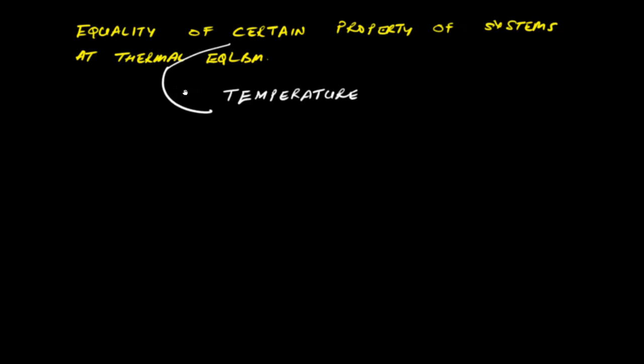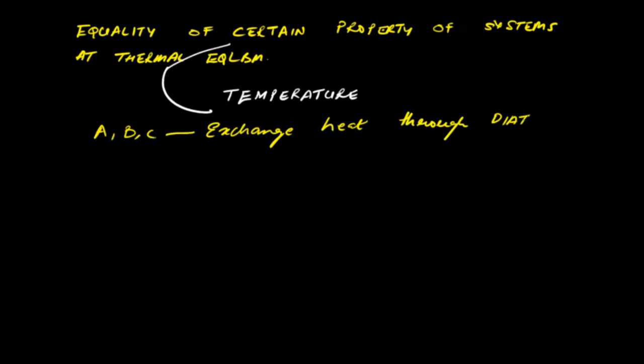So let's look at how we can use that statement to show the existence of temperature as the state property. To this end, let's consider three systems. Again, let's say we have systems A, B, and C. And these systems can exchange heat with each other through diathermal walls. Now each of these systems A, B, and C are characterized by a certain number of variables which we have defined earlier as the properties of the system.